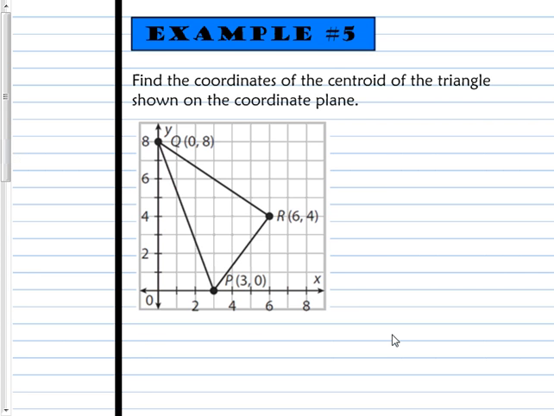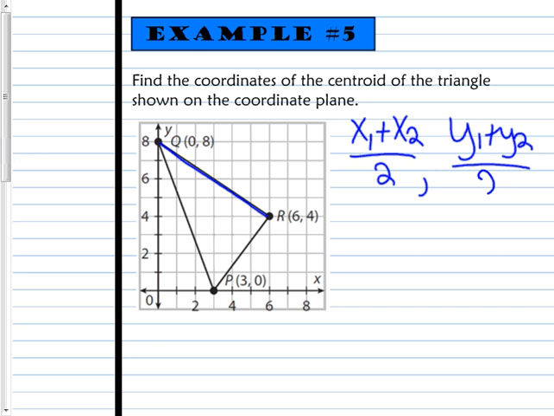Now look back at your notes. Centroid is when we are cutting sides in half. And it's where those sides, when we cut them in half, where they intersect. So we're going to take all of these sides and we're going to cut them in half. So we're going to cut this side in half. What formula are we going to use to find the halfway point? That would be the midpoint. Midpoint is x1 plus x2 divided by 2, and y1 plus y2 divided by 2.